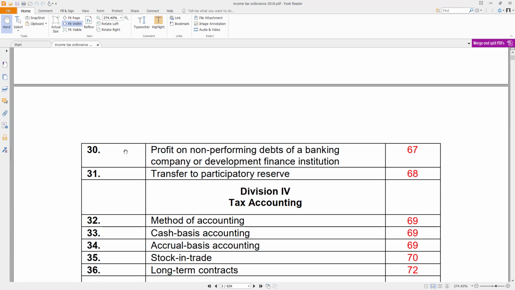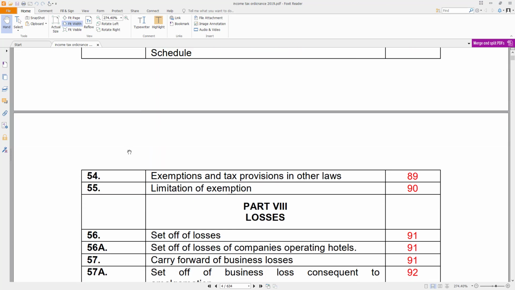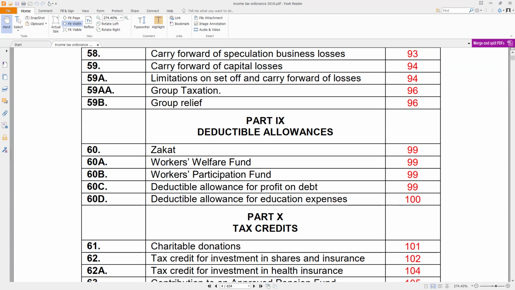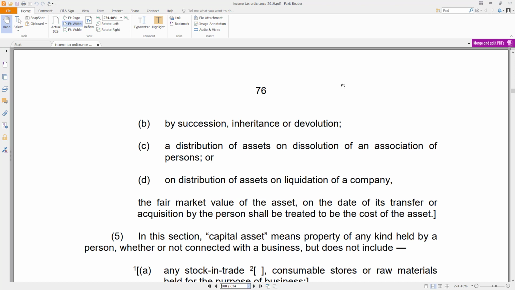Similarly, we saw that section 60 is related to zakat. These are covered under deductible allowances. Then 60A was related to worker welfare funds, and similarly 60D was related to educational expense, and 60C was related to interest on housing scheme. This is just to show you, if we wanted to understand the ordinance, how do we find different material in that ordinance. So let's go towards the educational expense, which is at page 100 of this document, right?